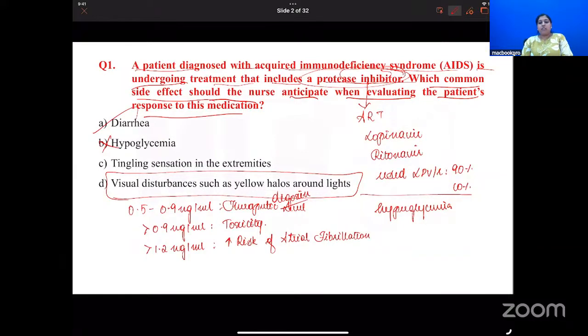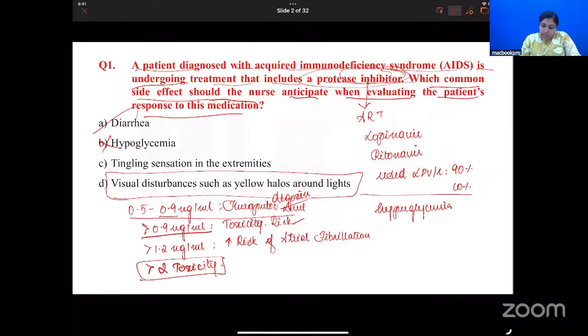If the level is more than 2, it is ultimately toxic. If it is more than 1.9 also, we state that it is reaching the level of toxicity, where there is a risk for toxicity. But specifically, when the level is greater than 2, we classify this as toxicity. Be very clear on these values because this is very commonly asked in your examination. What you have to remember is that the normal therapeutic level of digoxin is 0.5 to 0.9 ng per ml.